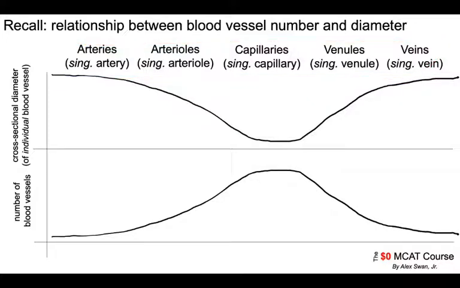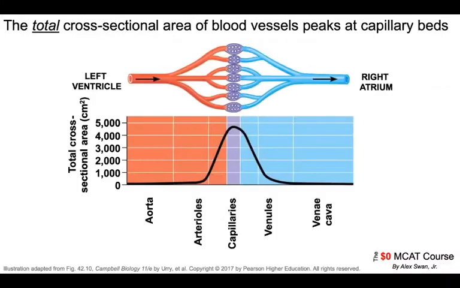Now, what does this mean? A question I could ask you is, what does this mean about the total cross-sectional diameter of all of these different types of blood vessels? Well, that relationship is going to be depicted in this graph. We can see that there are so many capillaries.